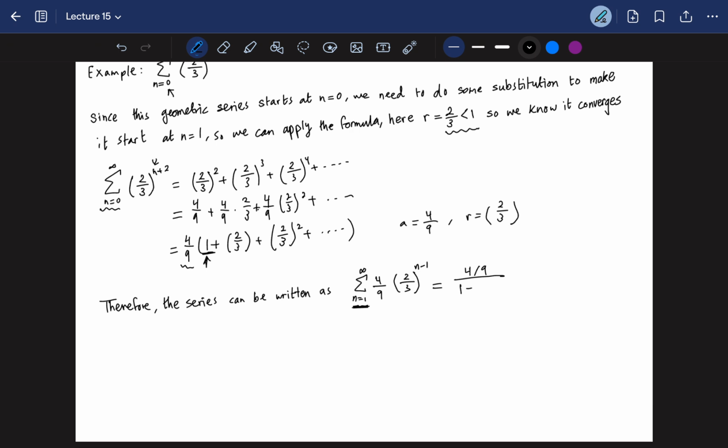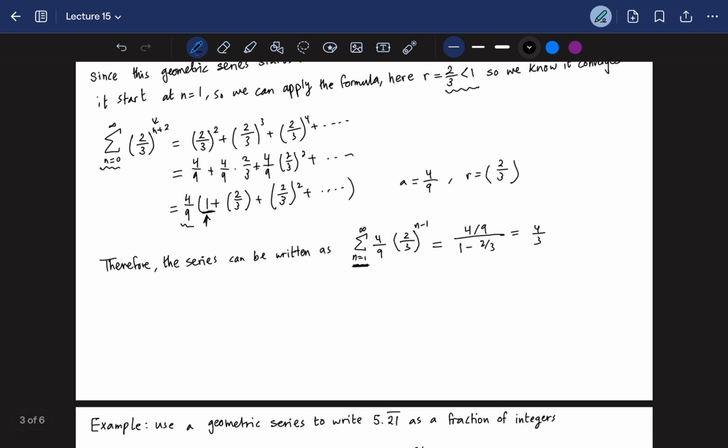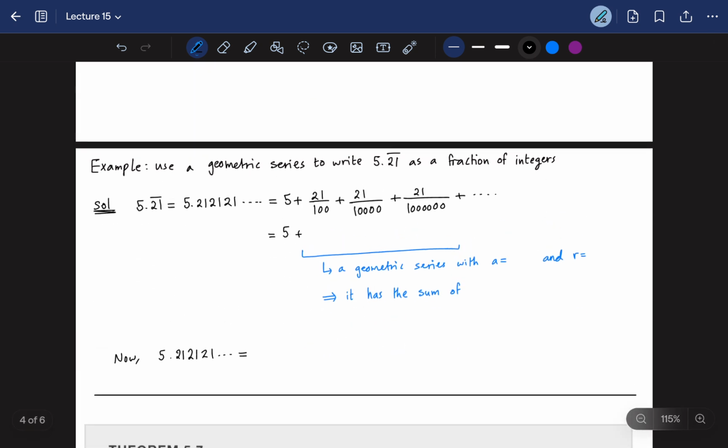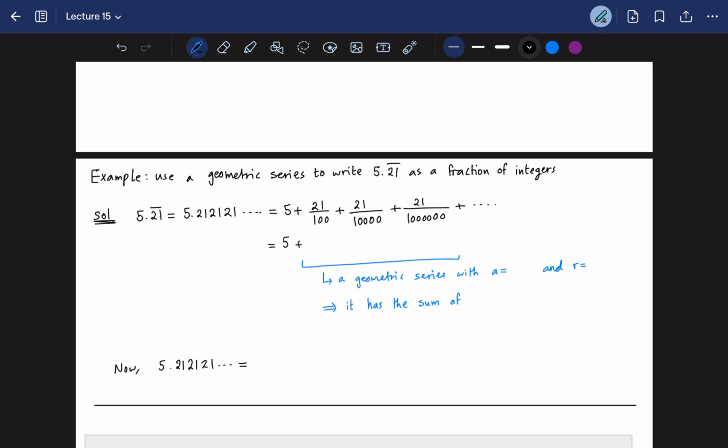So I'm going to get 4 over 3 once you simplify. Okay, so now let's see how we're going to use a geometric series to write this decimal as a fraction of integers. So let's write it out.